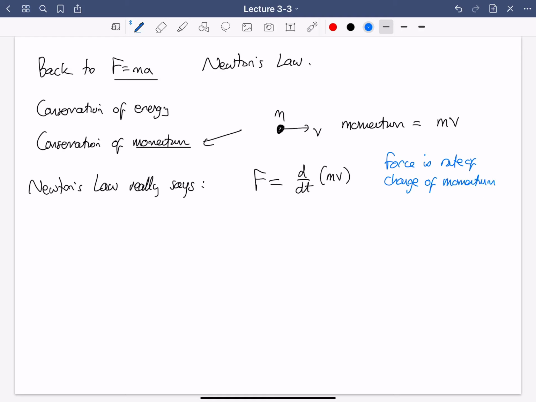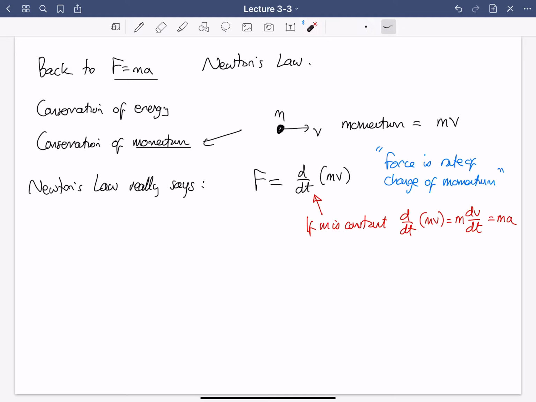That's really what Newton's law says. So v is velocity, and force is the rate of change of momentum. Usually, if m is constant, which it is in a whole load of the problems we've been doing, the mass doesn't change over time. And if m is constant, you can just bring it out the front of the derivative. So in that case, the rate of change of momentum is mass times dv by dt, and the rate of change of velocity is acceleration.